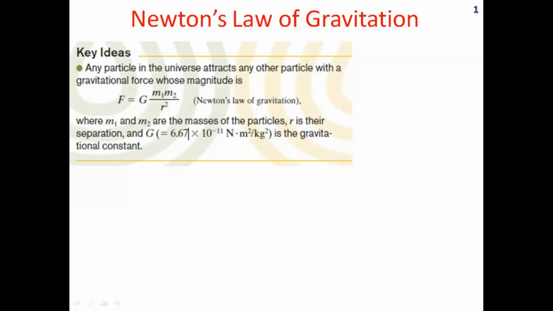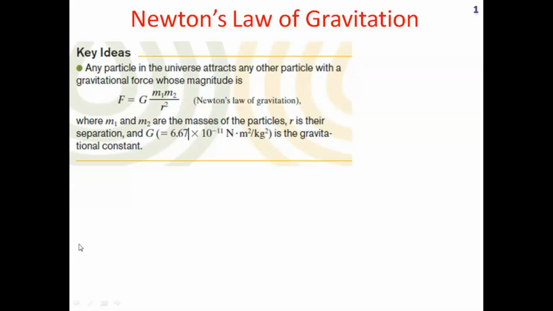Now let us begin with Newton's law of gravitation. Let us suppose that we have two objects bearing masses m1 and m2 and they are separated by distance r between them. Now the force of attraction between these two objects is directly proportional to the product of their masses and inversely proportional to the square of the distance between them.